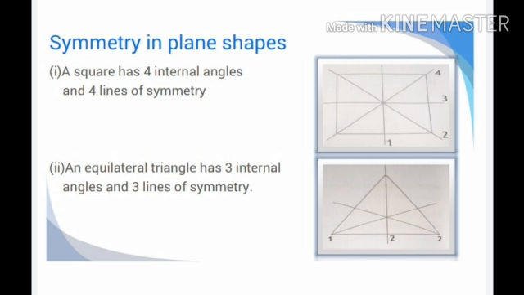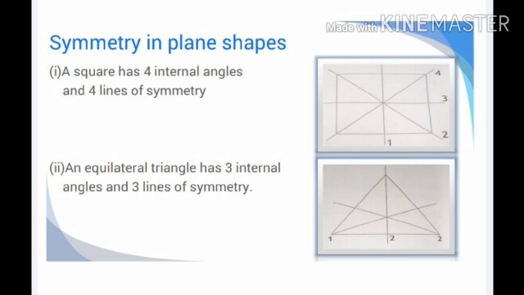Next, symmetry in plane shapes. So let us see the symmetry in plane shapes. First, we will take an example of a square. Now let us see in a square how many lines of symmetry there are. We have already discussed in the earlier topic, a square has 4 internal angles. We have studied in the previous chapter about angles and different types of triangles. Now how many lines of symmetry? Let us count. 1, 2, 3, 4. You can see in the picture 4 lines of symmetry can be drawn in a square.